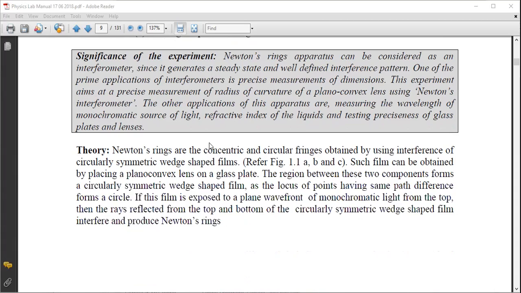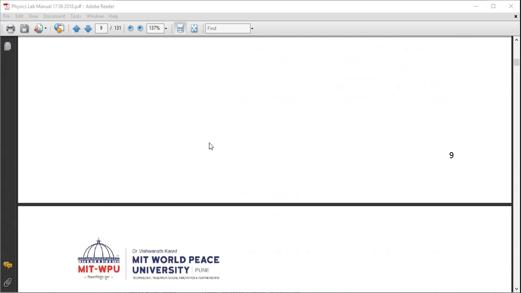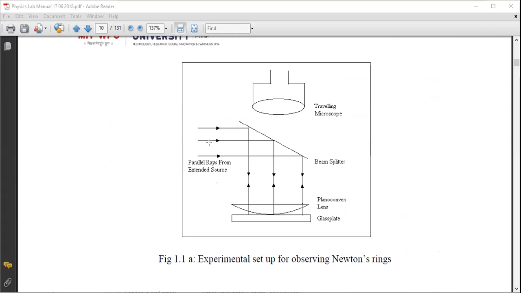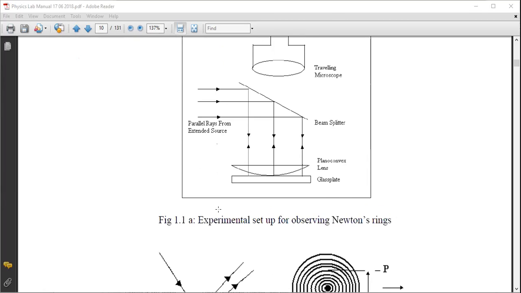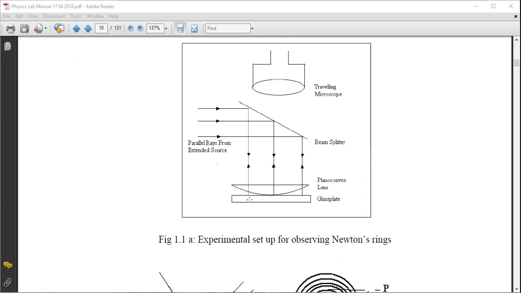Okay, so let us look at the theory and some ray diagram of the apparatus. You have a traveling microscope from where you observe the rings. Here at the bottom, I hope you are able to see this ray diagram, everyone. Yes, sir. Okay, so here you can observe a glass plate, and on top of the glass plate you have a plano-convex lens. One side is plane and the other is convex. And in front there is the light source.